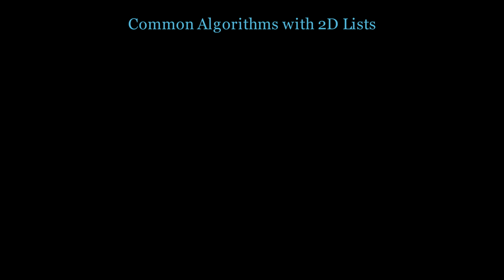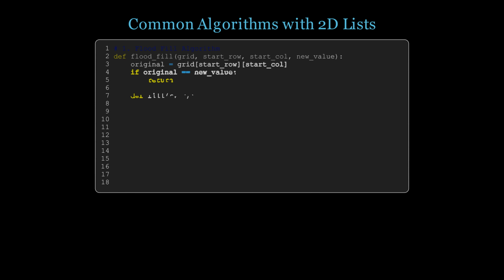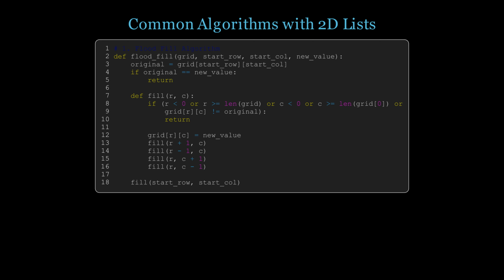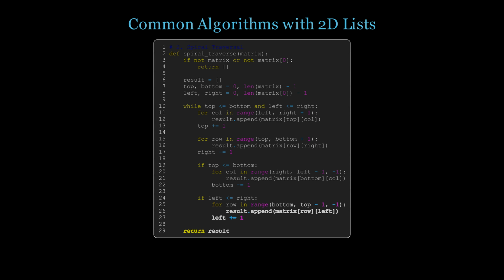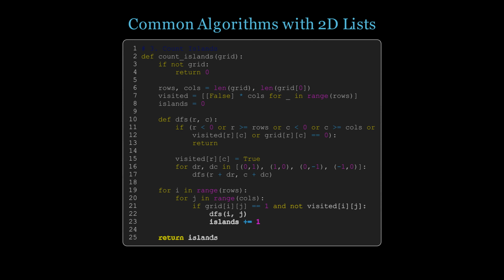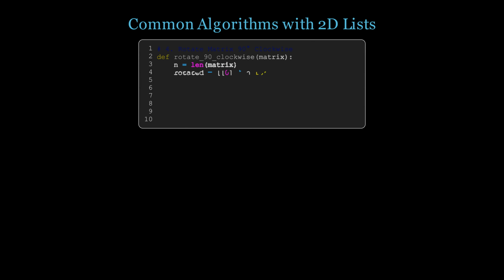Many classic algorithms work beautifully with 2D lists. Let's explore essential patterns and problem-solving techniques. Flood fill simulates the paint bucket tool, filling connected regions. Spiral traversal is a useful pattern for printing matrices layer by layer. The island counting algorithm helps find connected components in binary grids using DFS. Matrix rotation is a key operation in image processing and in games for orientation changes.